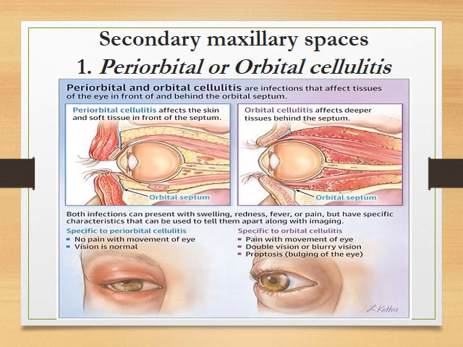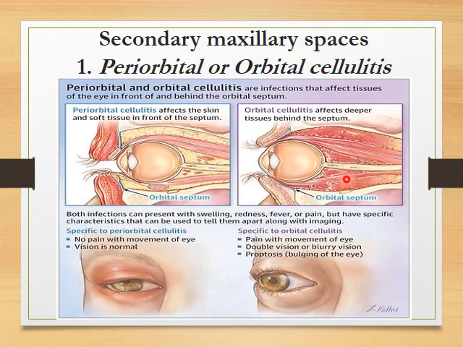Now we will discuss secondary maxillary spaces. First of all, we have periorbital or orbital cellulitis. What is the difference between periorbital and orbital cellulitis? There is an orbital septum that separates the extraorbital from the intraorbital content. If the infection occurs in front of the orbital septum, it will be called periorbital cellulitis. If the infection occurs behind the orbital septum, it will be called orbital cellulitis.